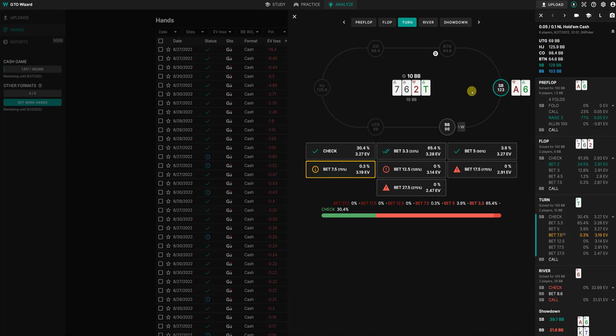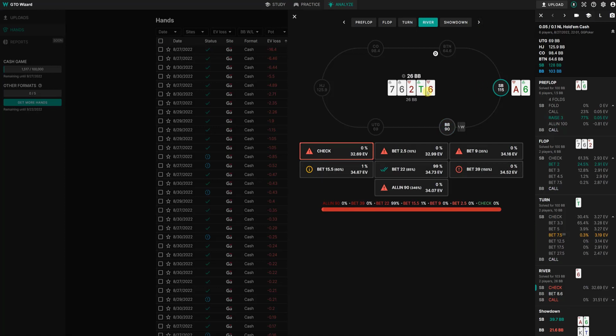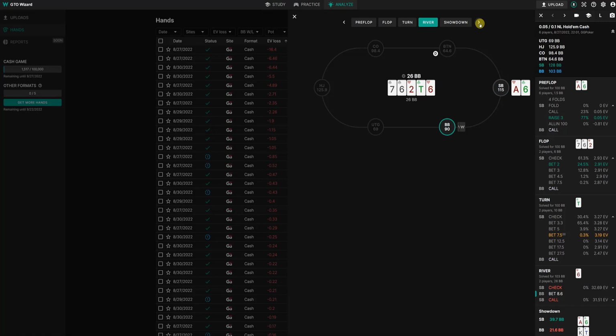Then the turn where I made a mistake, well, it's a sizing mistake. You should check 30%, bet small, bet 50%, but I bet 3/4 of pot. Called, and now a 6 on the river. Another mistake, I checked, and I should have bet 85% of the pot. Why I checked, I'm not quite sure. Yeah, looking back now, it seems pretty bad.